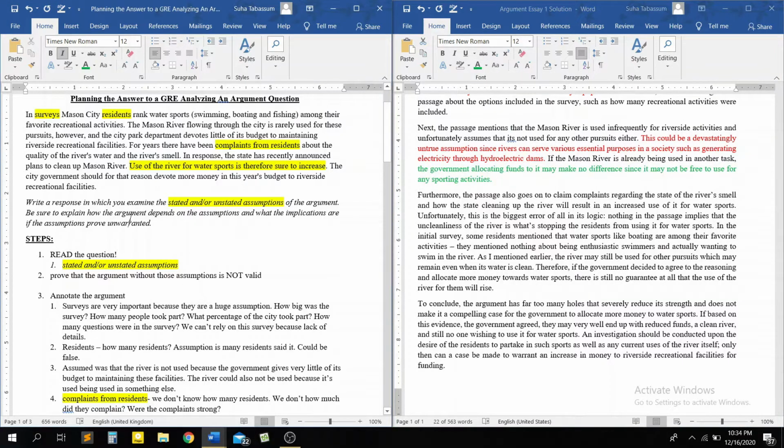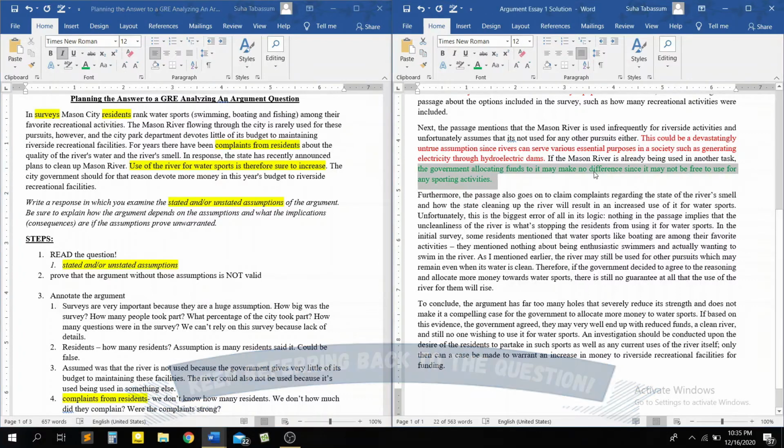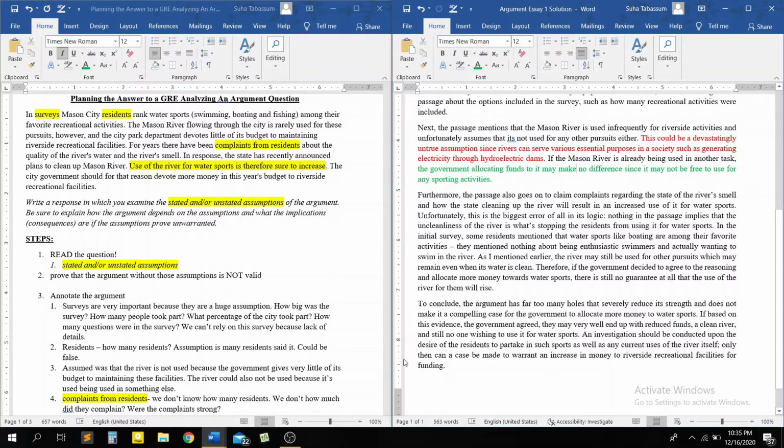Look at our question again. We were asked to explain that if the assumptions were false, what were the implications? What could be the consequences if the assumptions were false? So I'm just going to write consequences here. And in my answer, I mentioned that if the river was used for something else, then a consequence could be that giving money to sporting activities could result in no difference at all.